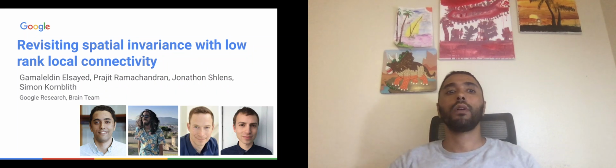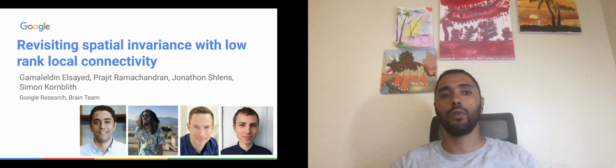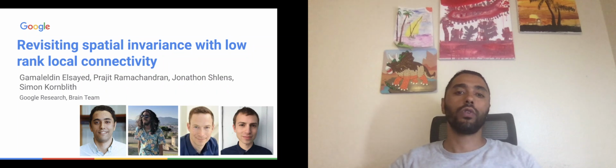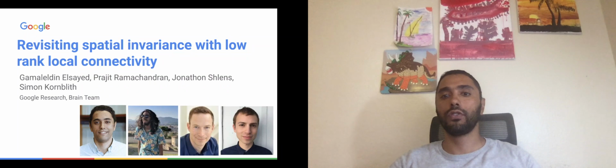So today I want to talk about our work on revisiting spatial invariance with low-rank local connectivity. This work is joint work with Prajit Ramachandran, Jonathan Schlins, and Simon Kolbeth.